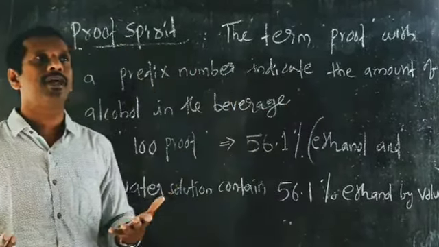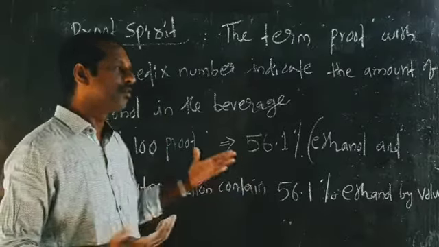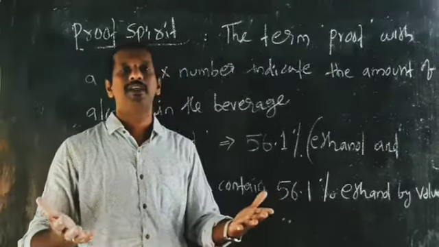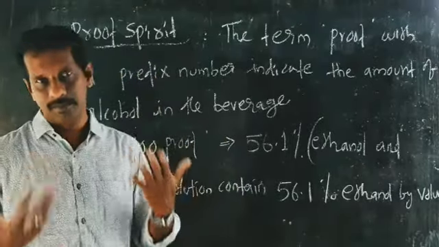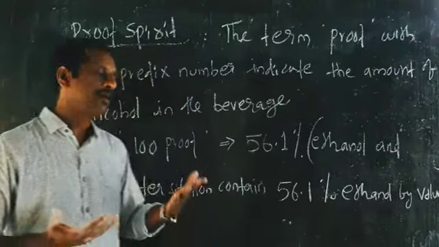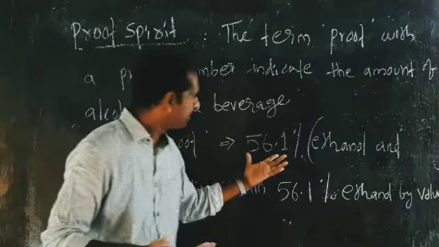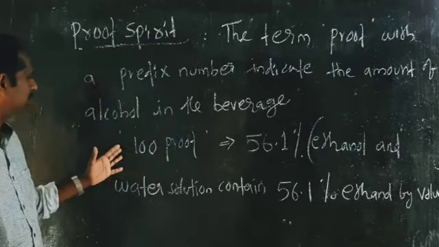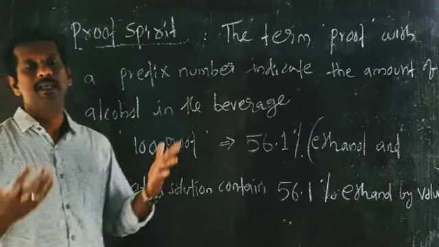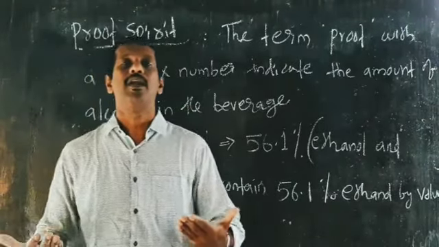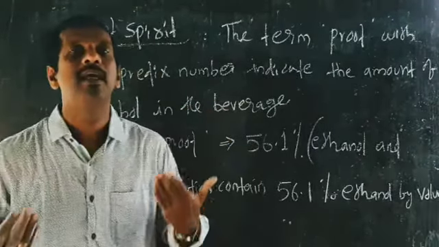And in the case of beer, the proof is 3 to 6. That means the ethanol content is very, very low, because 100 proof is 56.1% and our common beer is 3 to 6 proof. So proof indicates the amount of alcohol. It's a measure of alcohol in the beverage.